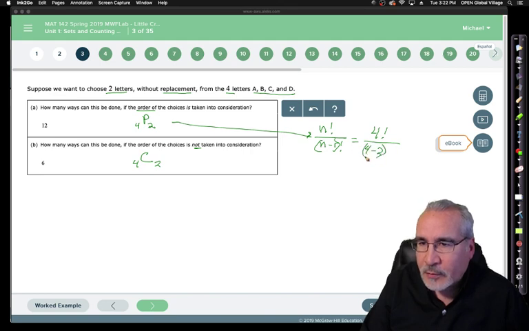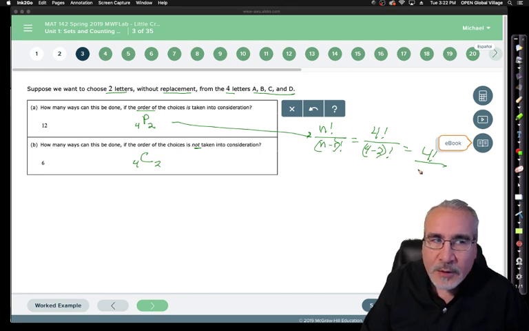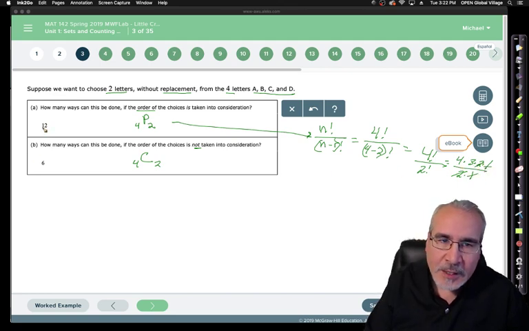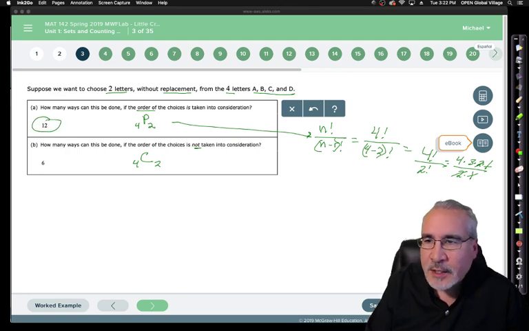The parentheses means we do it first. So that's going to be 4 factorial over 2 factorial. So then we get 4 times 3 times 2 times 1 in the top and 2 times 1 in the bottom. 2 cancels with 2, 1 cancels with 1. 4 times 3 is 12, and that's the answer we've already put in here.